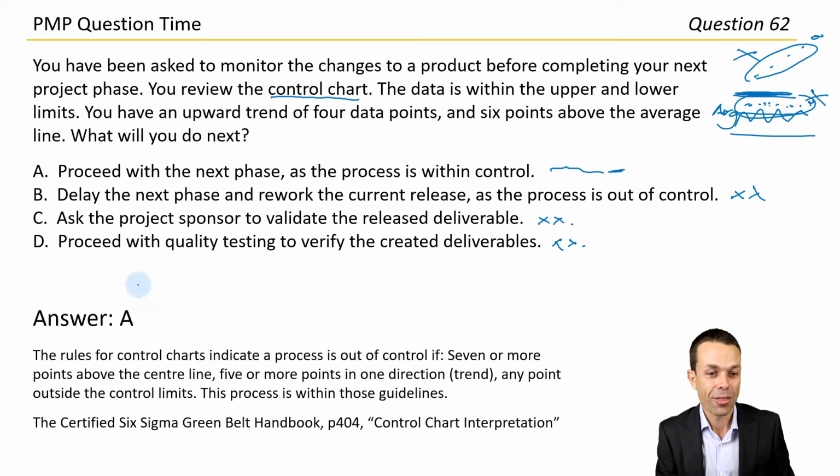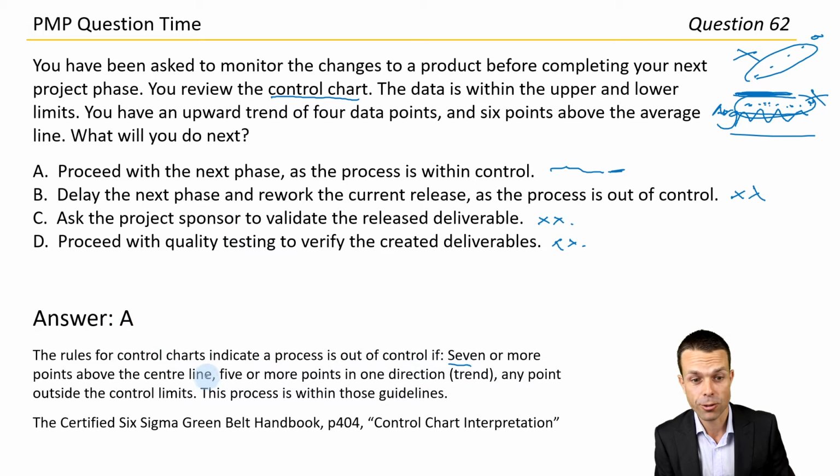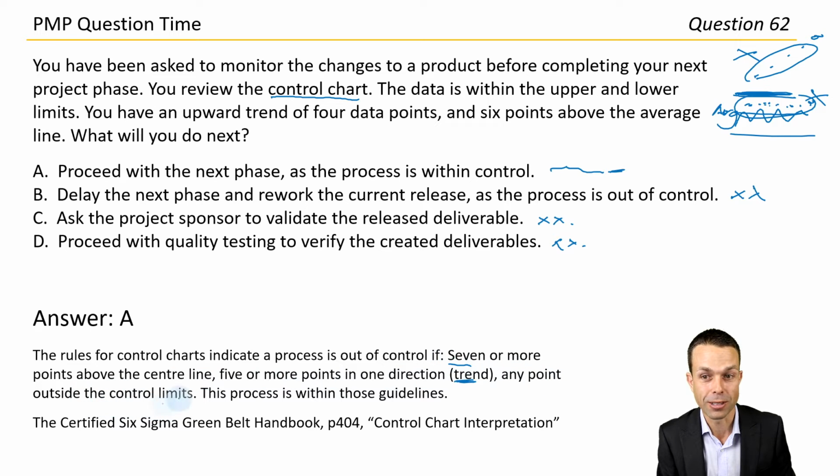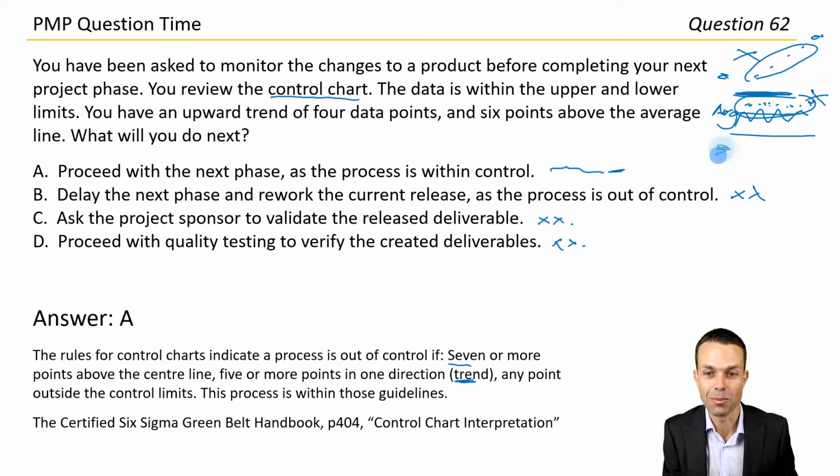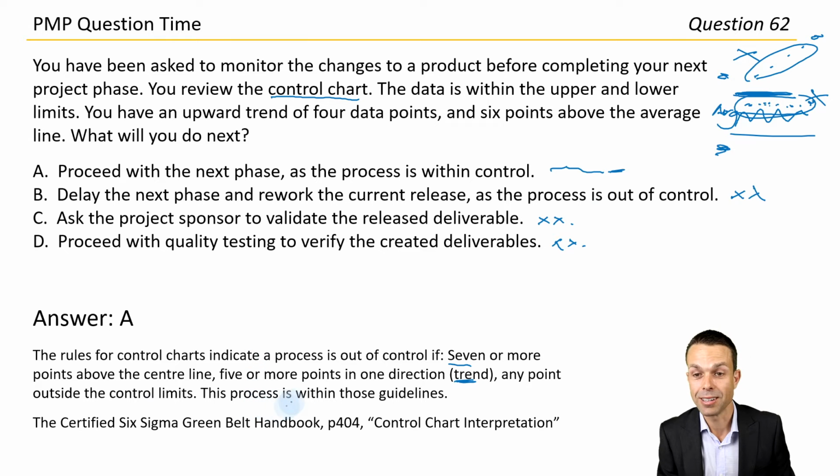And there it is. The rules for control charts indicate a process is out of control if 7 or more points are above the center line, 5 or more points are in one direction, just like the band, that is a trend. Any point outside the control limits, so any outside or below here. The process, as long as it's within all of those, the process is within those guidelines.